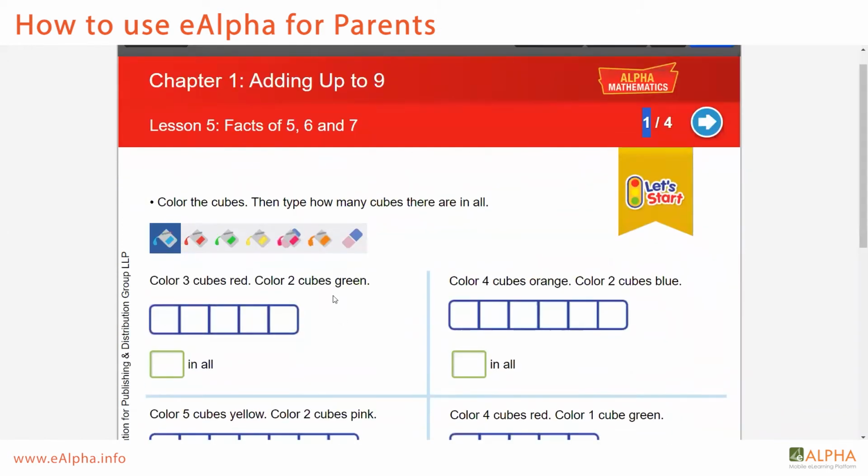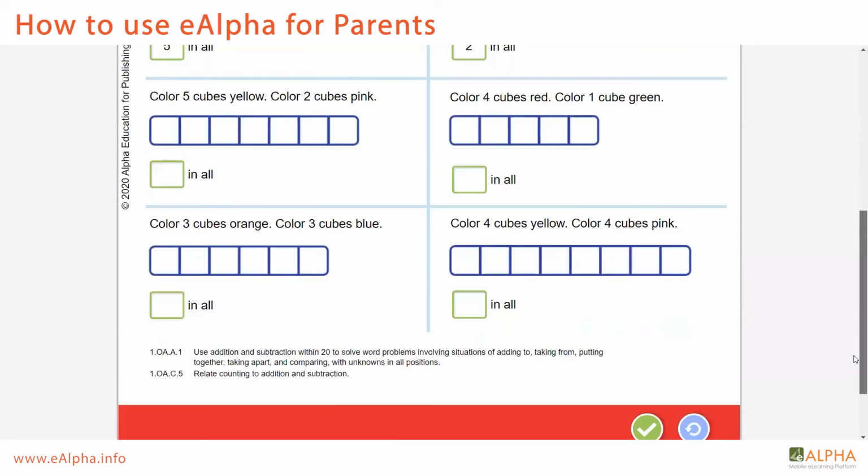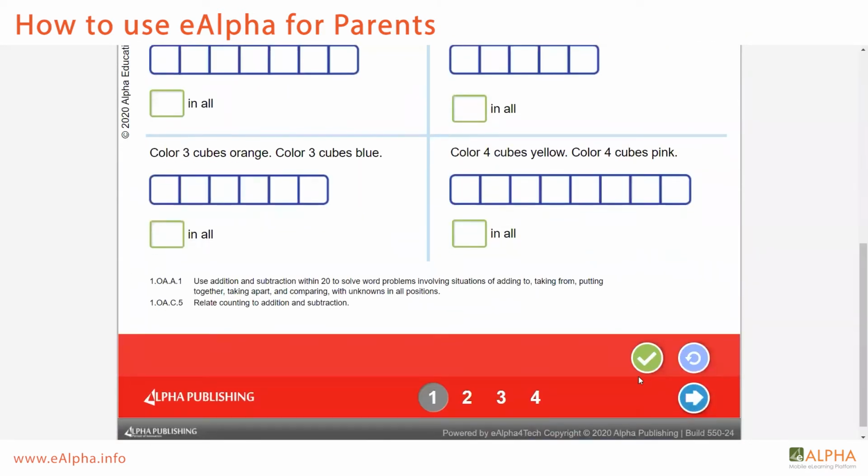All the pages have interactive activities on them. So for example, this one asks you to color 3 cubes red and 2 cubes green. And if, for example, they complete the second question, your child can use this green tick icon at the bottom of the page to check their answers.